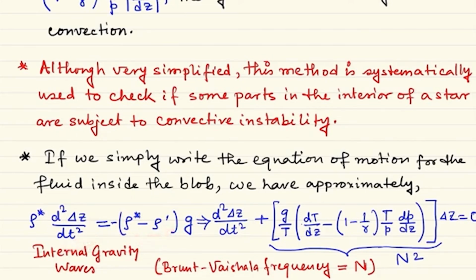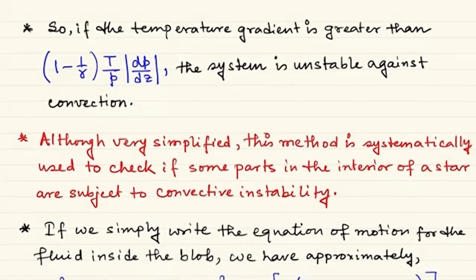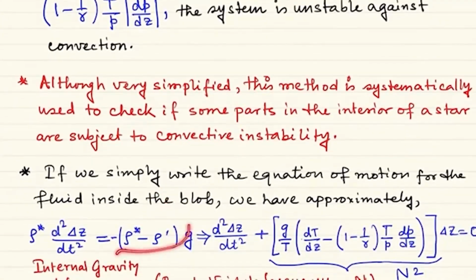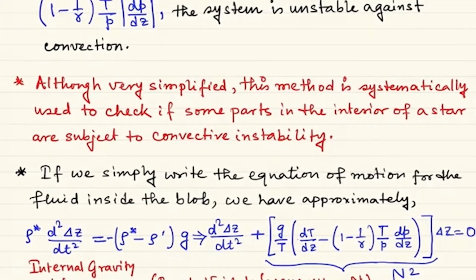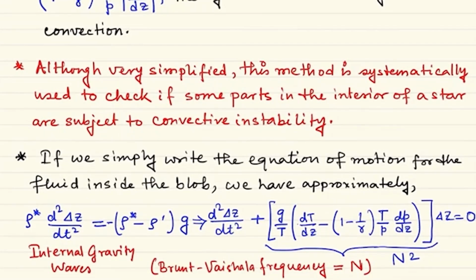Okay, and if you simply replace this value of rho star minus rho prime, you can see that the equation looks like this: d2 delta z dt2 plus g by T dT dz minus 1 by gamma times T by p dp dz times delta z, and that is equal to 0. Now this is some quantity which looks like the square of a frequency.